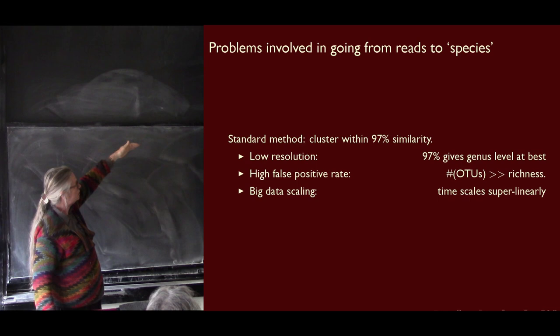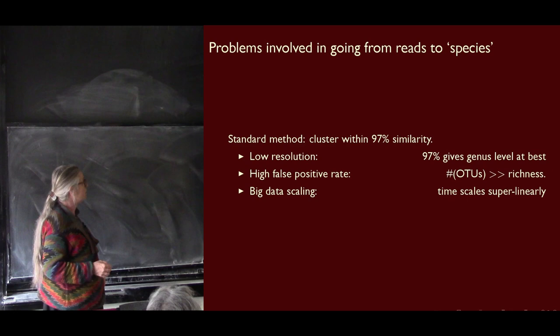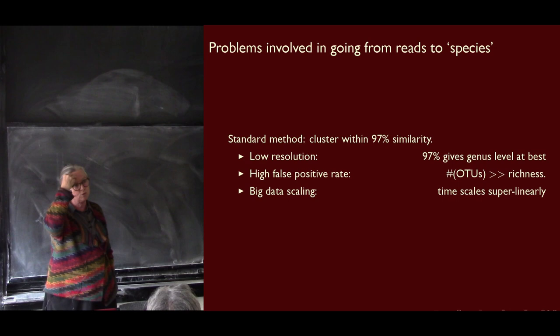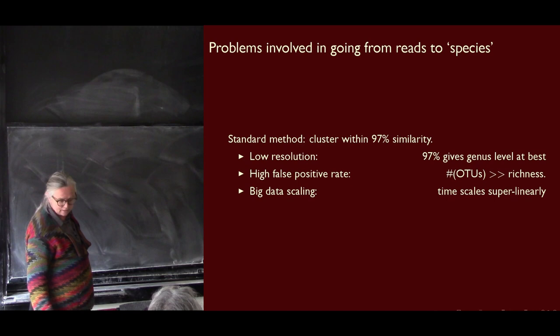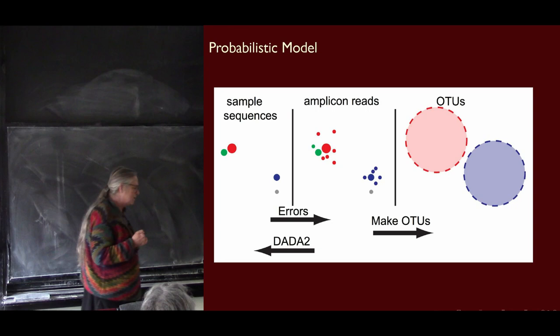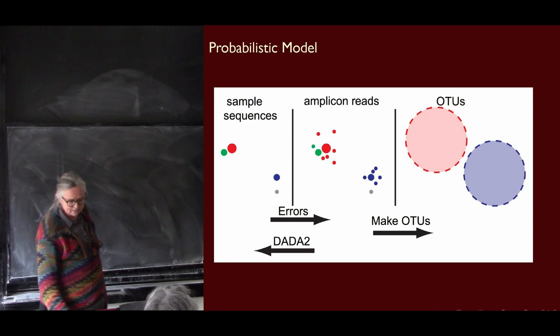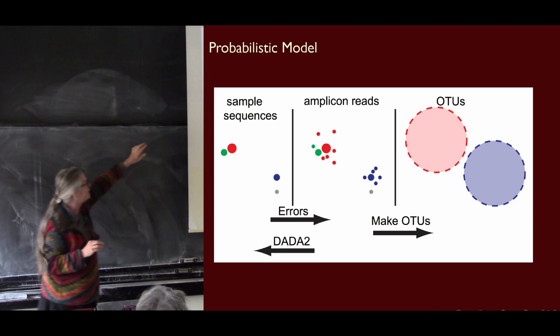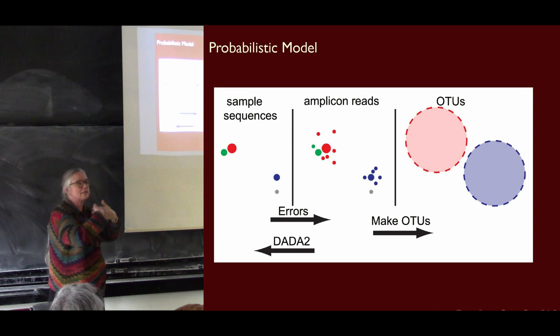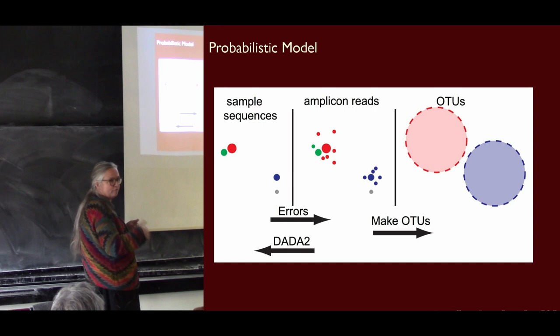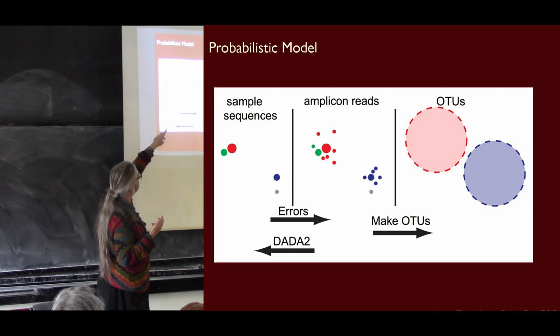You have low resolution, so you don't know things with high precision, and it doesn't scale well. The algorithms used require the distances to be computed between all the different samples, so it scales badly computationally. So we decided to use a probabilistic model for the error in the samples, and the idea is here on the left, this is the truth. This is reality, and then you have a certain amount of noise which gets incorporated in the sequencing and amplification and the different steps involved in preparing and then sequencing the data.